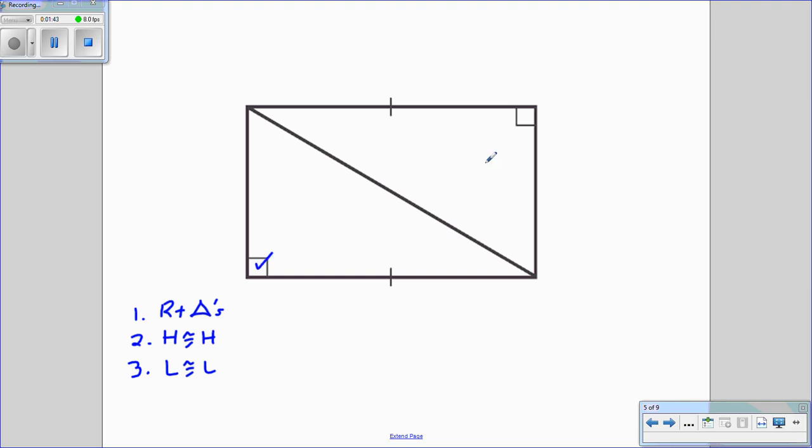Right triangles, we have two right triangles, and the hypotenuse is congruent. Well, they share the middle side here, so this is congruent to itself by the reflexive property. So that would be the hypotenuse congruent to the hypotenuse. And we have two legs congruent, so these two are congruent by the hypotenuse leg theorem.